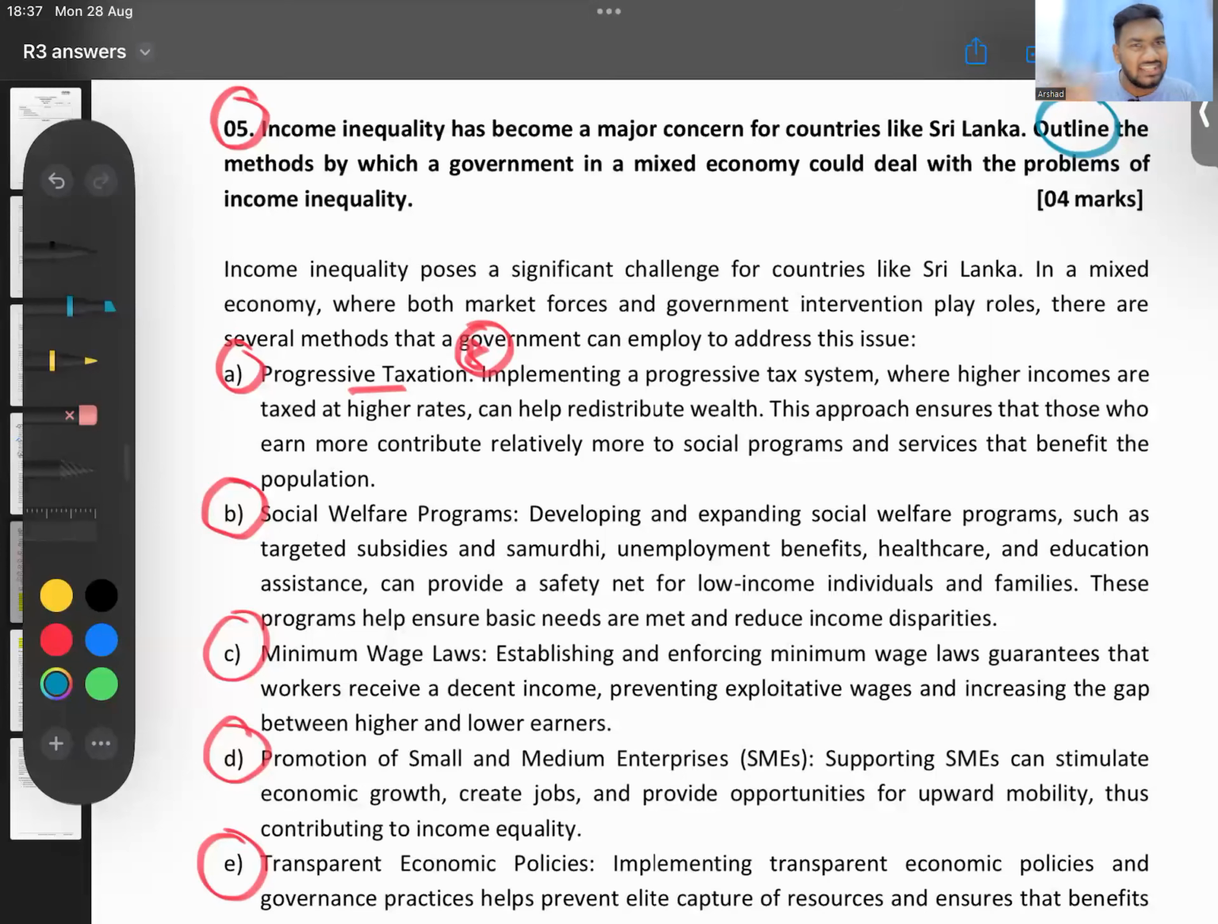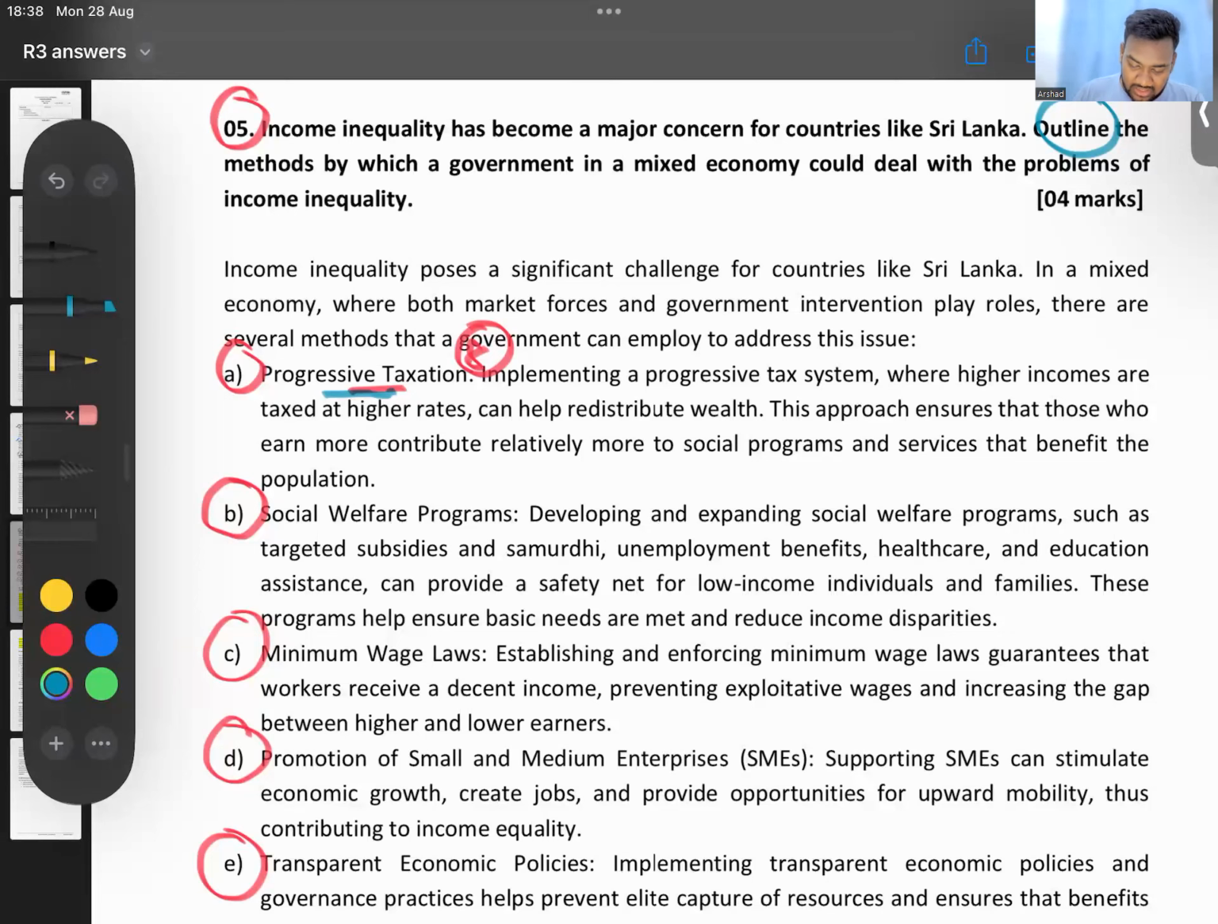State means just writing the small point. Now for example, if this question says state, then you can say implementing progressive taxes. That can be 1 point. That is state. Now see, when they say outline, how I gave the answer, I said progressive taxation, I put a dot, and I explained what that is in just 1 or 2 lines. No big paragraphs. Okay, that's outline. Question verbs are important.